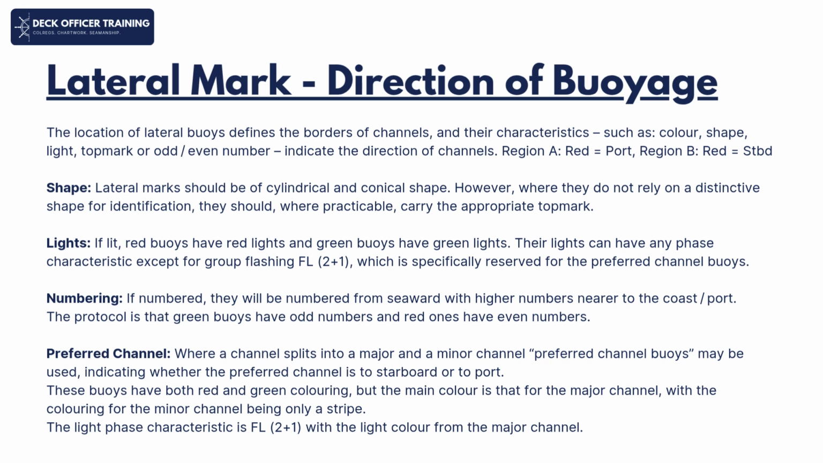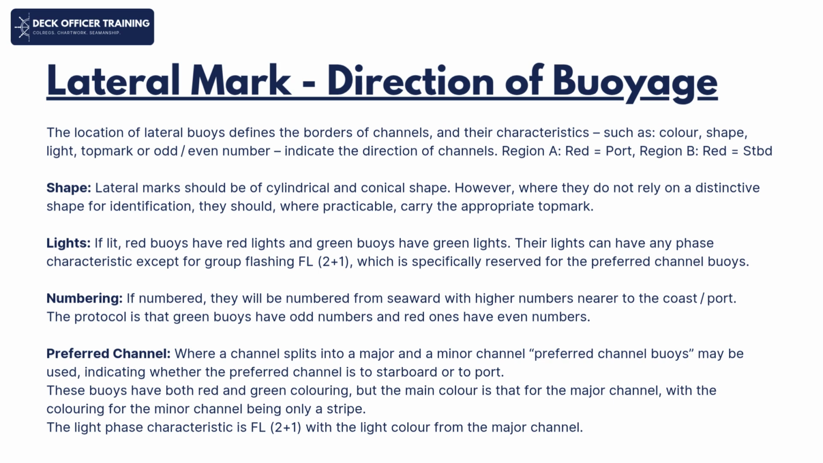Region A, red equals port. Region B, red equals STBD. Shape. Lateral marks should be of cylindrical and conical shape. However, where they do not rely on a distinctive shape for identification, they should, where practicable, carry the appropriate top mark. Lights. If lit, red buoys have red lights and green buoys have green lights. Their lights can have any phase characteristic except for group flashing FL2+1, which is specifically reserved for the preferred channel buoys.